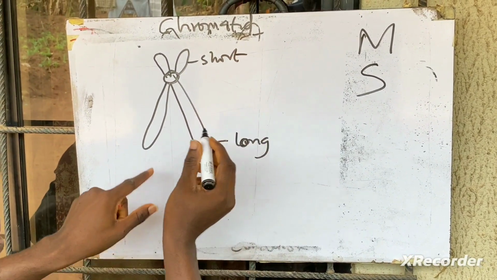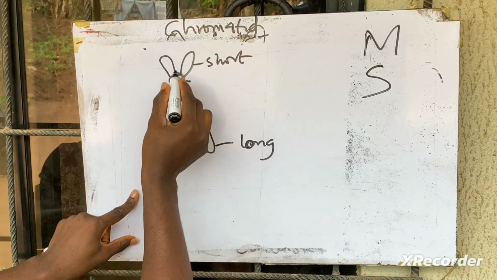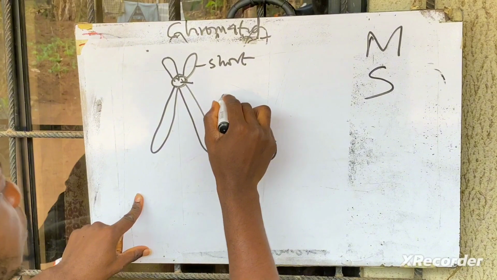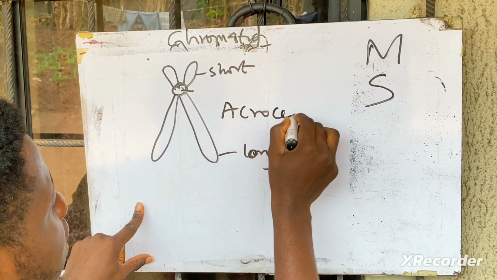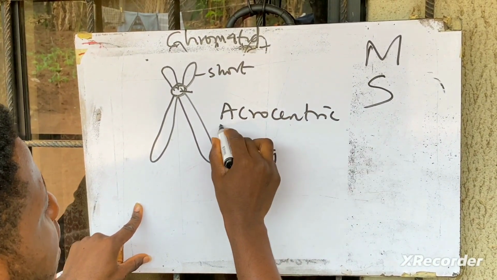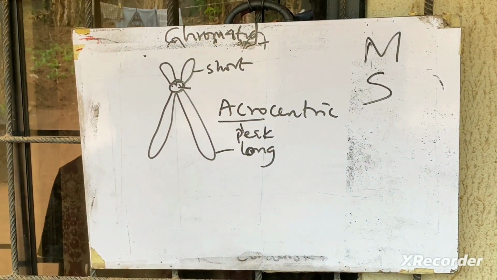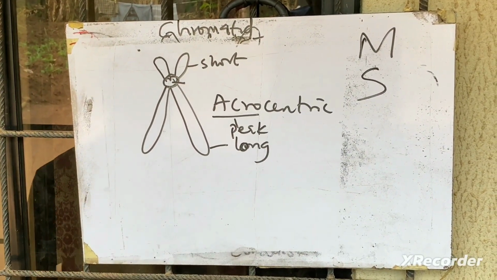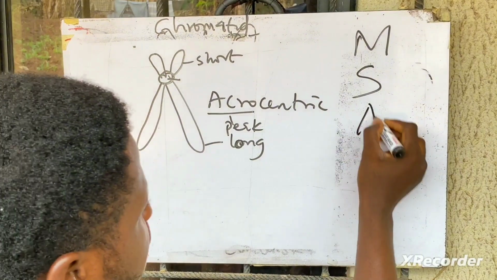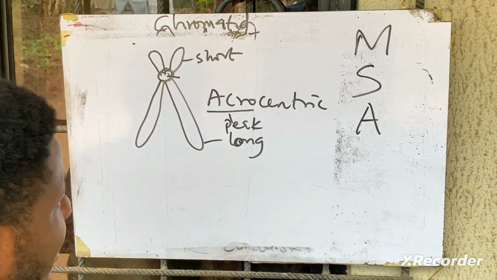And it's because of what? The centromere is almost at the tip. The name acrocentric came from the Greek word, where acro means peak. So the centromere is almost at the peak of the chromosome. So we have the acrocentric, and we denote it as A.